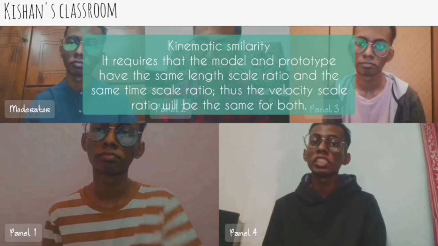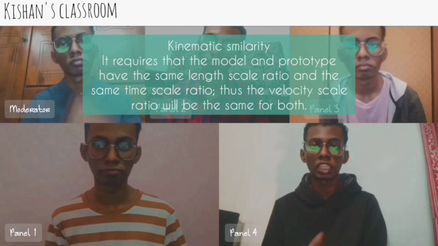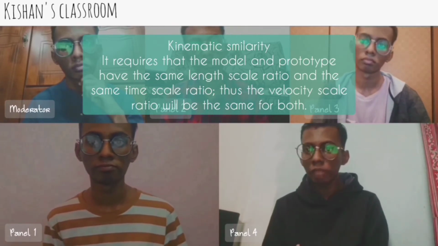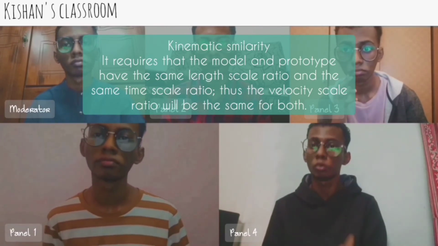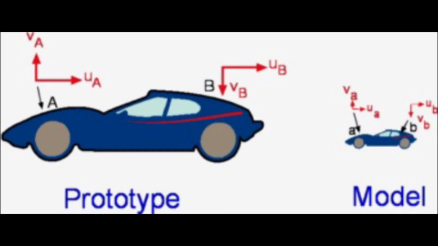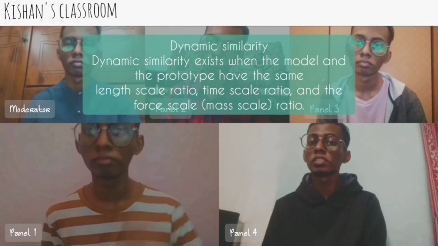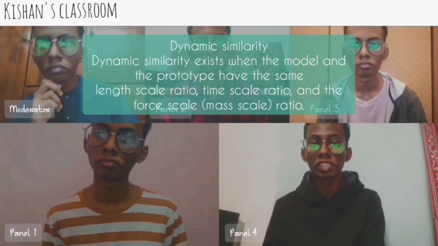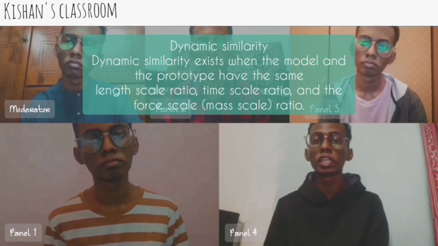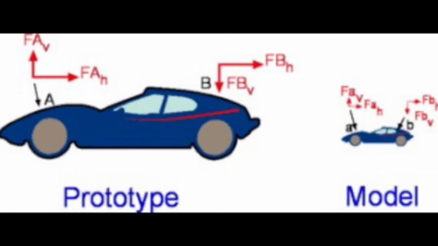Kinematic similarity requires that the model and prototype have the same length scale ratio and the same time scale ratio, thus the velocity scale ratio will be the same for both. And dynamic similarity exists when the model and the prototype have the same length scale ratio, time scale ratio, and force scale ratio.